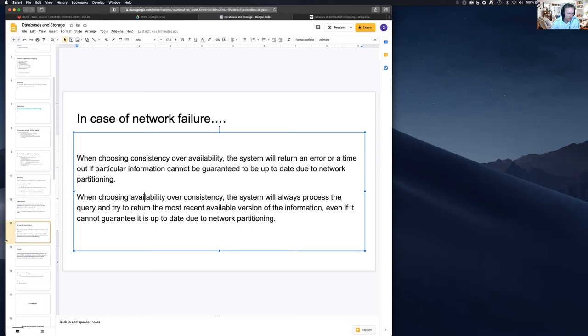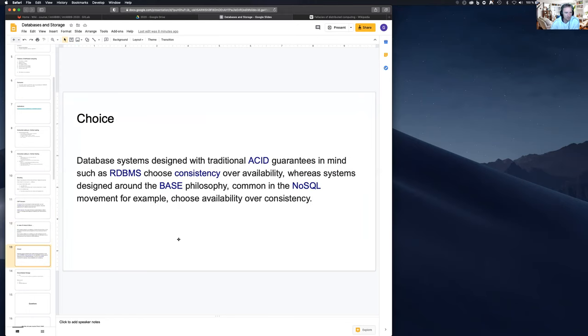So this choice needs to be made by the designer of the system, right? And the funny thing is that traditional relational databases usually choose consistency over availability. So most traditional SQL databases prioritize consistency over availability when they do sharding or when they do this kind of distribution of the resources, right?